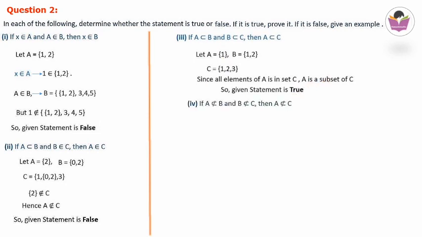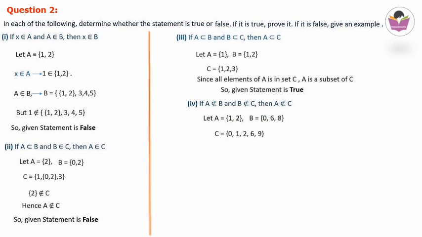So the given statement is true. The next one, number 4: if A is not a subset of B and B is not a subset of C, then A is not a subset of C. Just the opposite of this statement, let's check. Let A be set {1, 2}. A is not a subset of B. A is a subset of B means every element of A should be there in B. But here that condition is not there. A is not a subset of B, means A I have taken set {1, 2} and B I am taking set {0, 6, 2}, meaning not every element of A is there in B. Clearly A is not a subset of B.